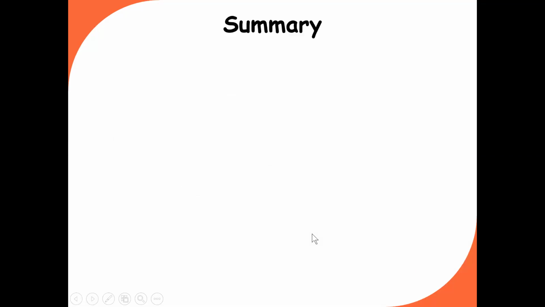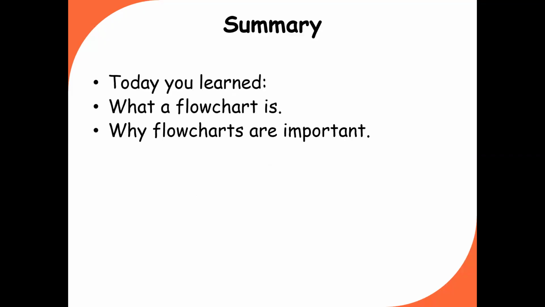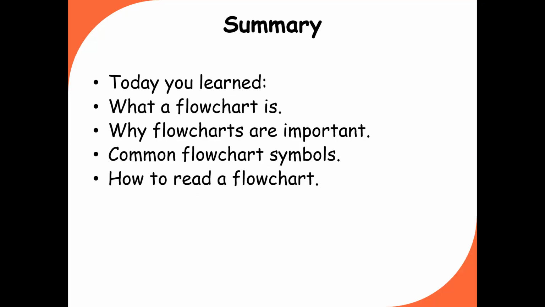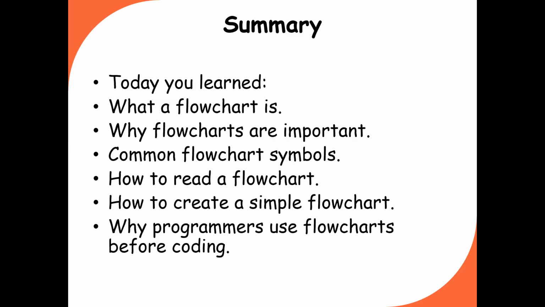We end the activity. So in summary today, we learned what a flowchart is, why flowcharts are important, common flowchart symbols, the oval, the process, the arrows, and the diamonds. How to read a flowchart. We also learn how to create a simple flowchart. We also learn why programmers use flowcharts before they start coding.